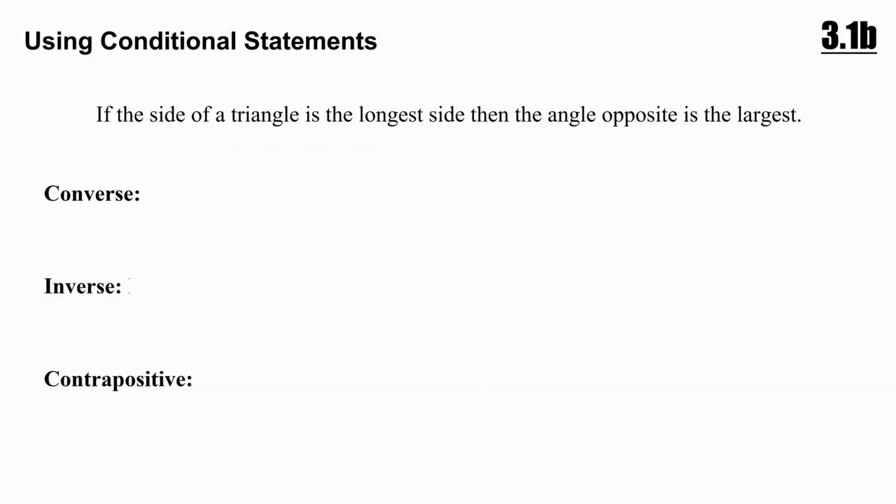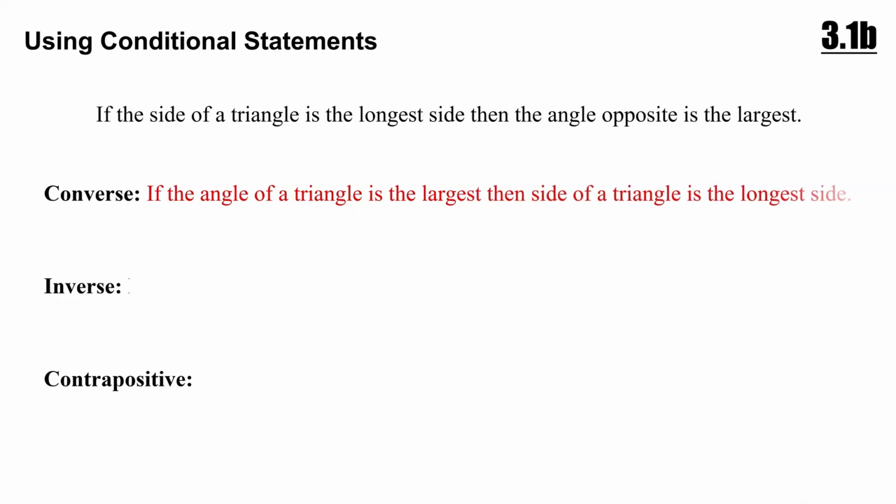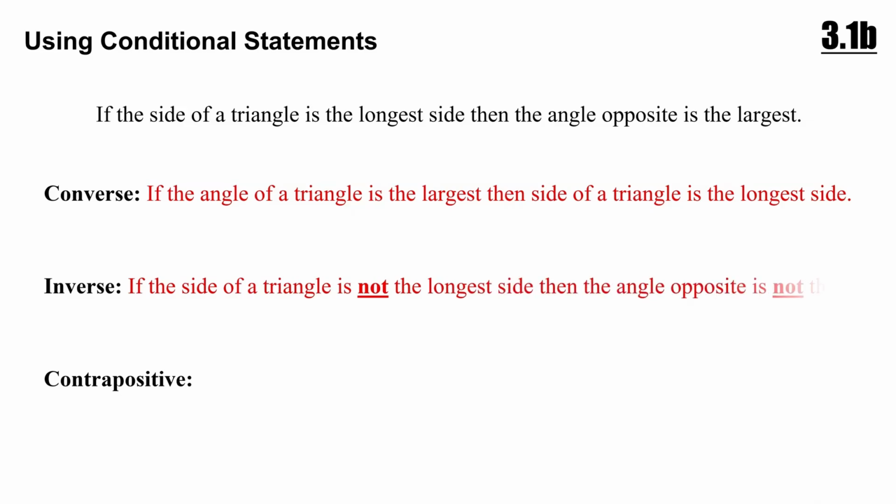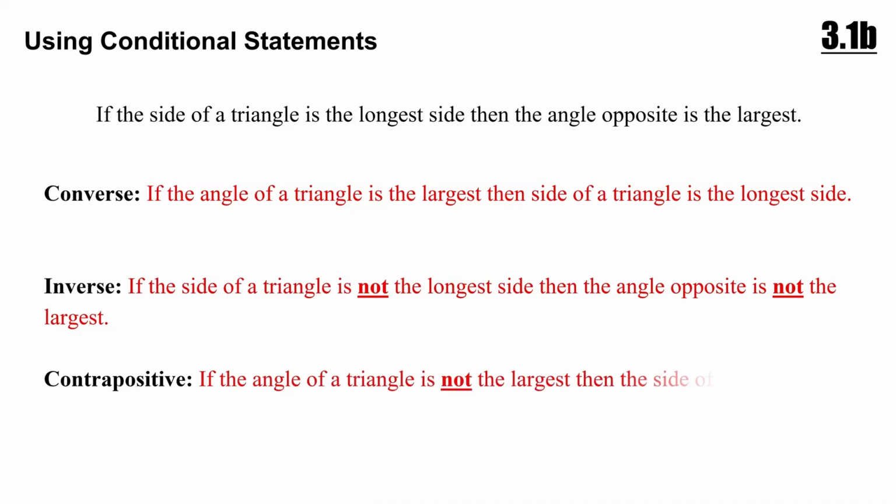This problem also asks to write the converse, inverse, and the contrapositive of the conditional statement. The converse to the conditional statement would be, if the angle of a triangle is the largest, then the side of a triangle is the longest side. The inverse to the conditional statement would be, if the side of a triangle is not the longest side, then the angle opposite is not the largest. The contrapositive to the conditional statement would be, if the angle of a triangle is not the largest, then the side of a triangle is not the longest side.